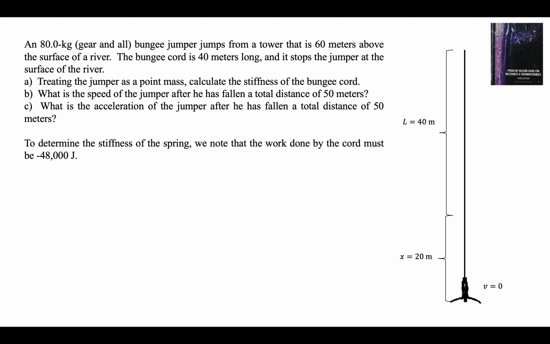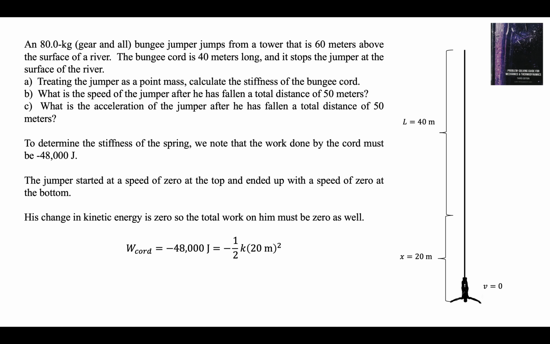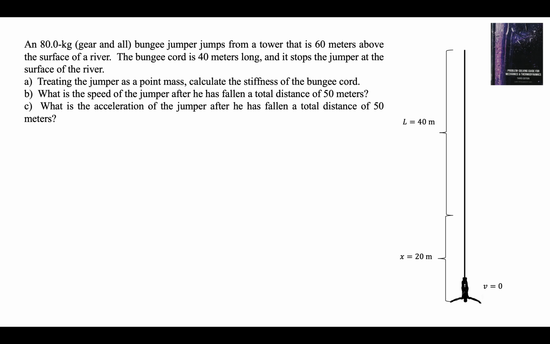So we need to determine the work the cord did on the guy. And it must be minus 48,000 joules because he stopped. He started at rest. He ended up at rest. His change in kinetic energy is 0. The total work done on him must be 0. So the work done by the cord must be minus 48,000 joules. And we can set that equal to minus 1/2 kx squared, and we can solve for k. It's 240 newtons every meter. That's the answer to part A.